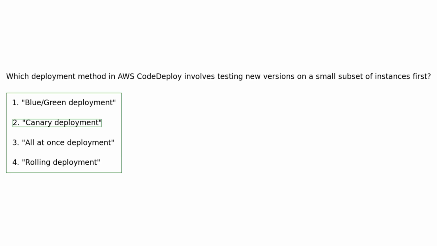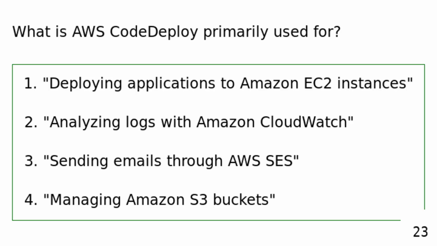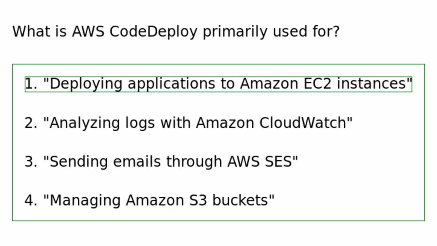entire fleet. What is AWS CodeDeploy primarily used for? Deploying applications to Amazon EC2 instances. Analyzing logs with Amazon CloudWatch. Sending emails through AWS SES. Managing Amazon S3 buckets. AWS CodeDeploy is a service for automating application deployments to a variety of compute services including Amazon EC2 instances.